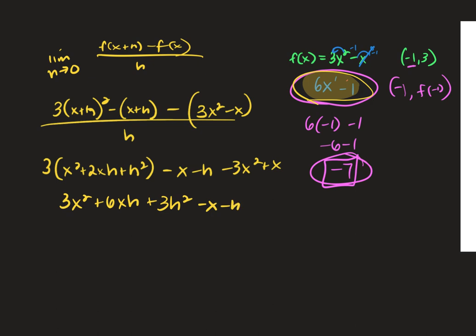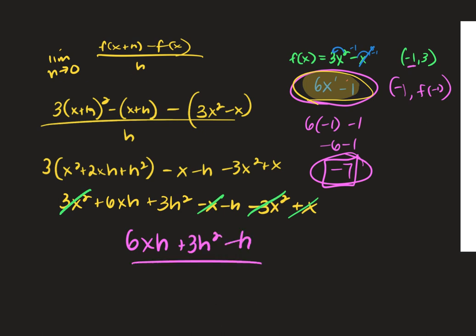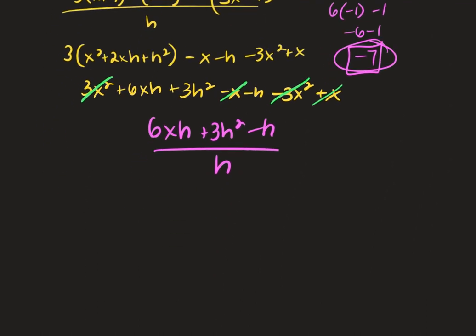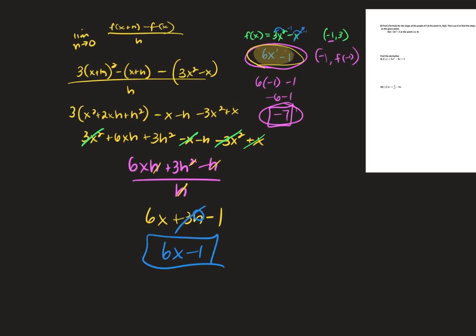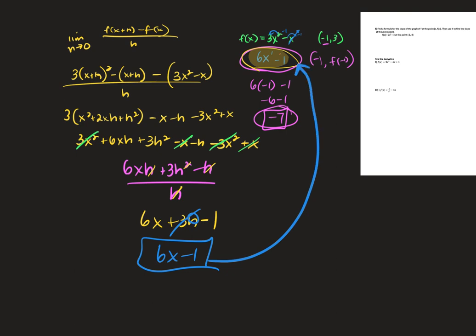minus x minus h minus 3x squared plus x. And then the 3x squared, negative 3x squared cancels, positive x, negative x cancels, and 6xh plus 3h squared minus h goes over h. And then the h cancels, and I get 6x plus 3h minus 1. And then I make h 0. So 6x minus 1. So that saves so much time. Yep, it's the same answer.